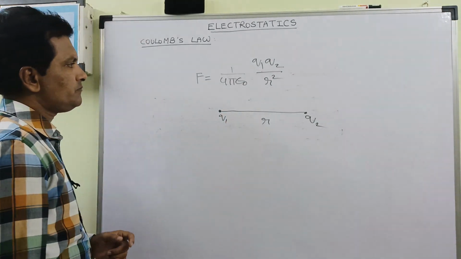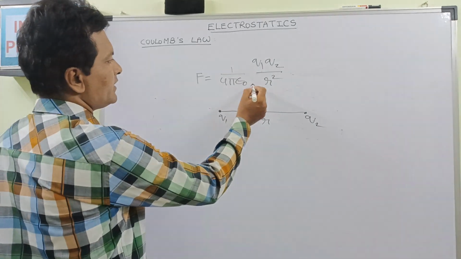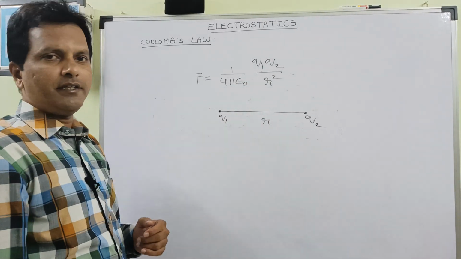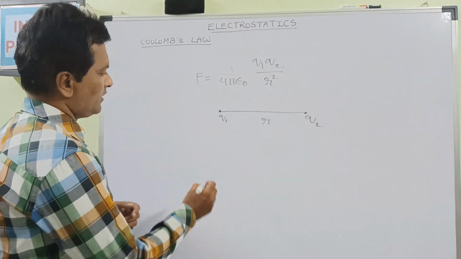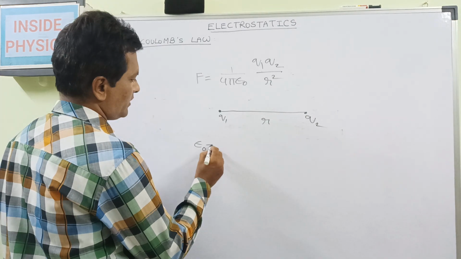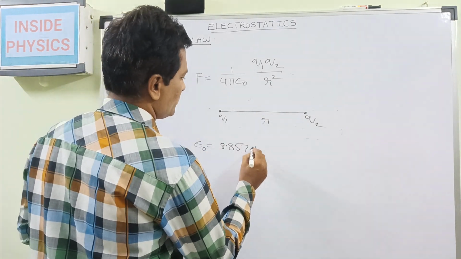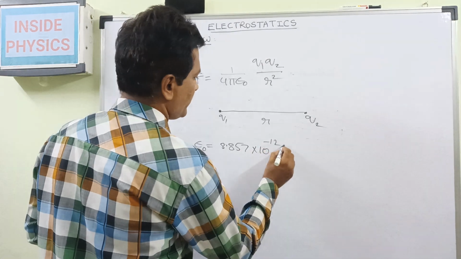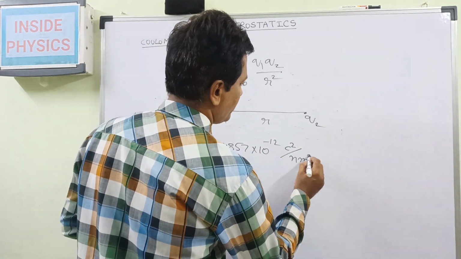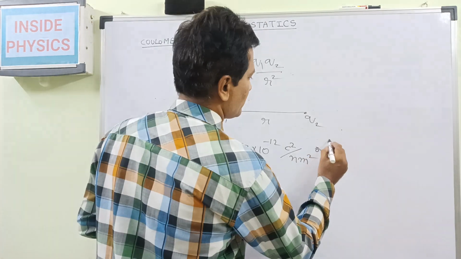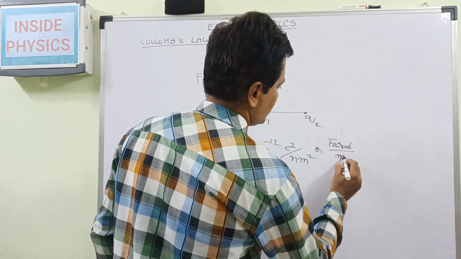In this, epsilon naught is called the permittivity of free space. The value of epsilon naught is given by 8.857 into 10 to the power of minus 12 coulomb square per newton meter square, or farad per meter.